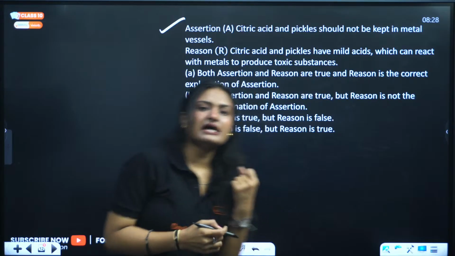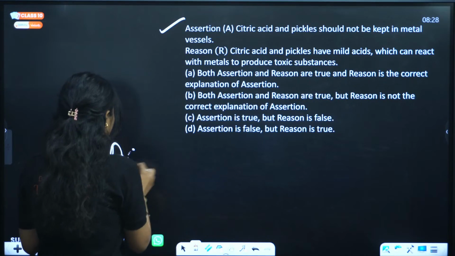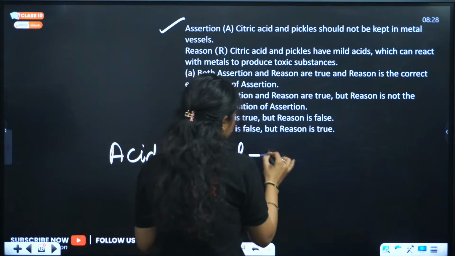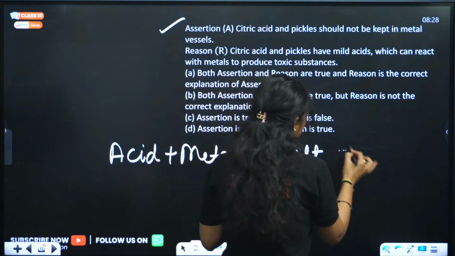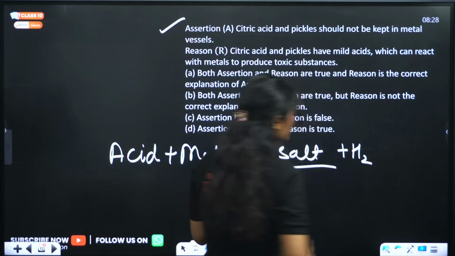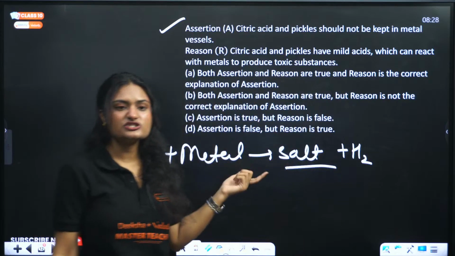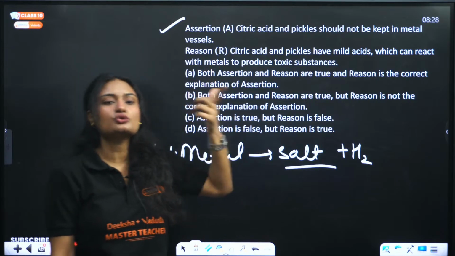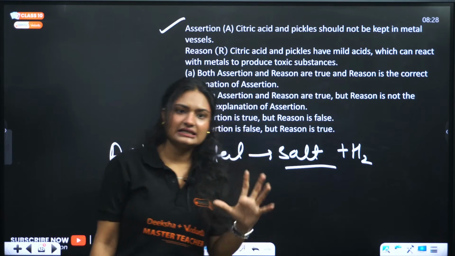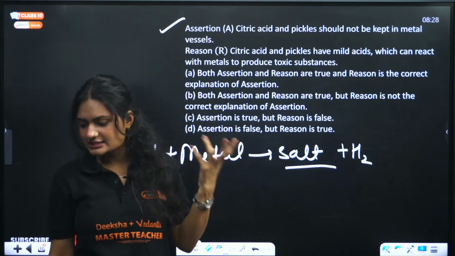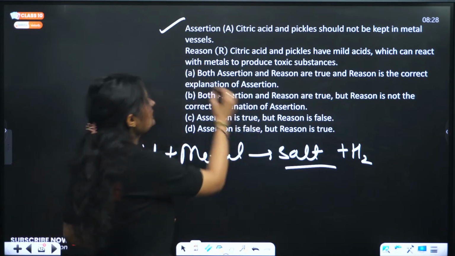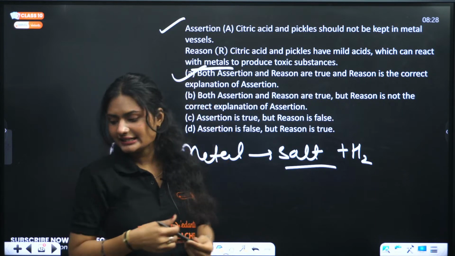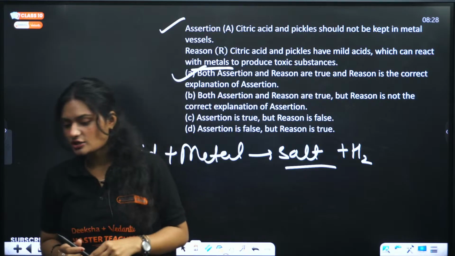Why? Because whenever acids react with metals, we get salt plus hydrogen gas. This salt can be poisonous. In case of metals, the salt is poisonous, and because of that reason, we do not store citric acid or pickles in metal vessels. Clear? So the assertion is true and the reason is the correct explanation. Yes, the correct answer is option A.